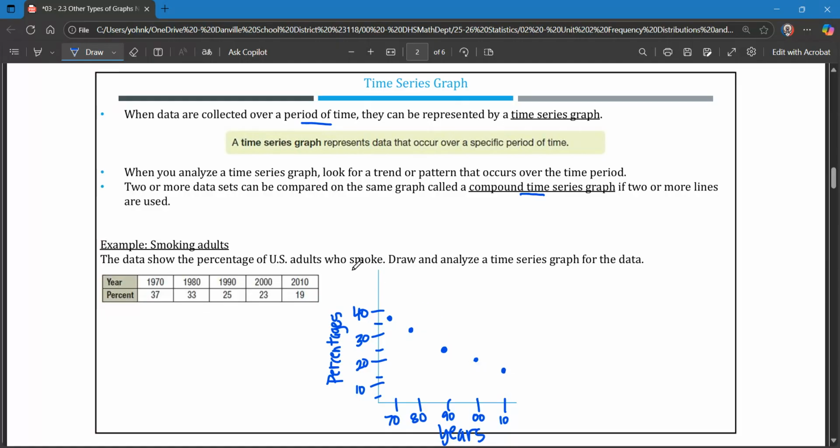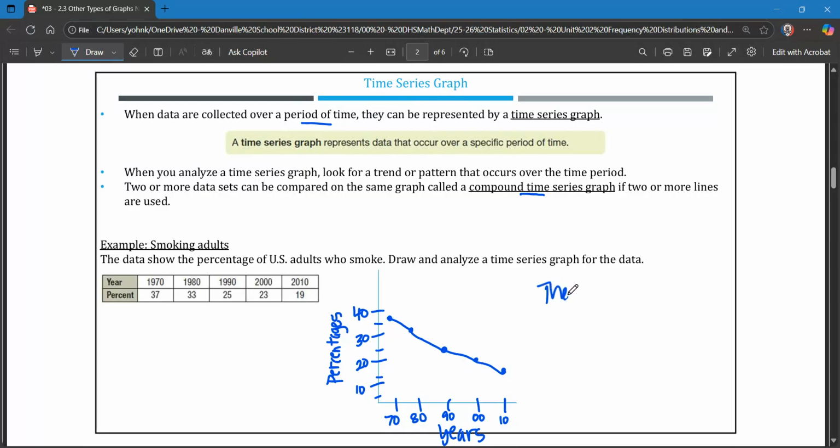After you have all your dots, you connect them. It starts in space and it ends in space. It does not start and stop on the x-axis at all. So what we can see is that overall, as time continued, it looks like the percentage of U.S. adults who smoke has decreased.